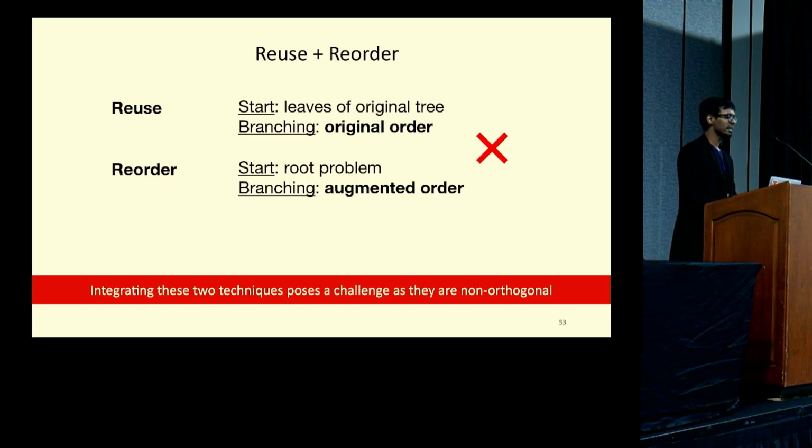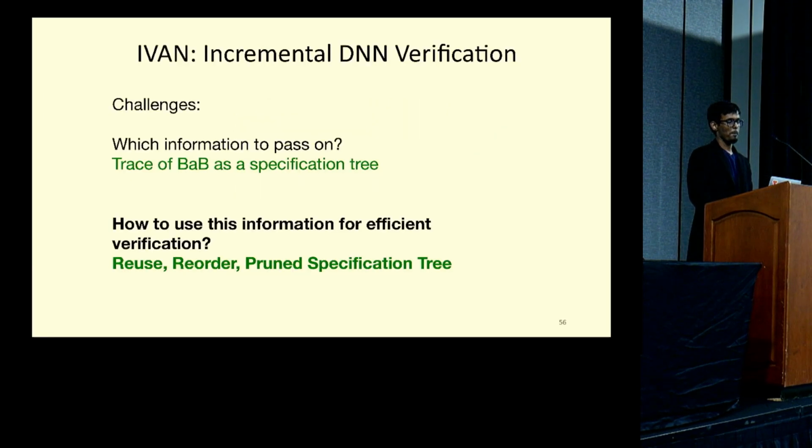So our third technique, which is part of our main algorithm, and I'll not describe it in this talk because it's more involved, but the essential idea is we come up with a pruned specification tree, which becomes the starting point of our BAB-based verification of updated network. And that gives us the combined benefits of both reuse and reorder techniques. So this is the answer to our second challenge.